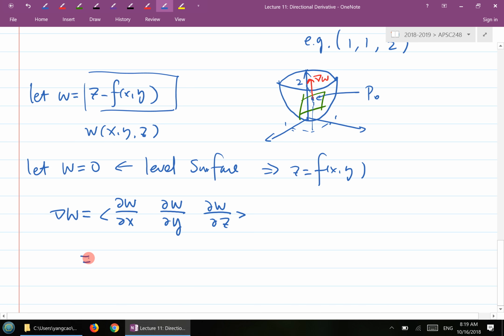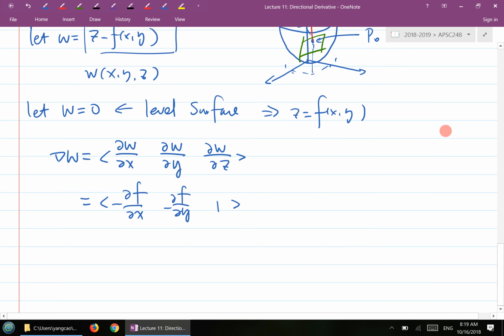Let's go from general to specific now. Here is my general function, before I plug in the actual function f of x, y. What's partial w over partial x? The first term has nothing to do with x. The second term has a function of x, so that's negative partial f over partial x. Partial w over partial y, similarly, is negative partial f over partial y. And partial w over partial z gives us 1. This is the gradient vector for that particular level surface.